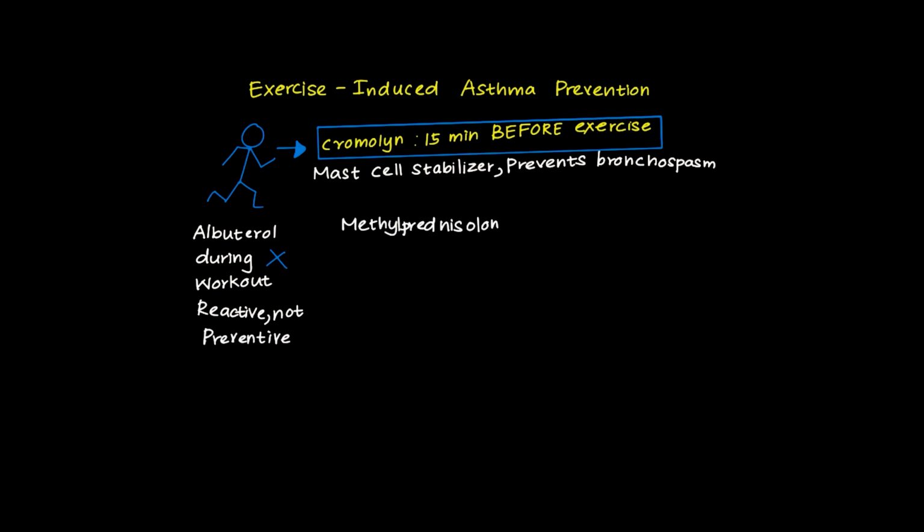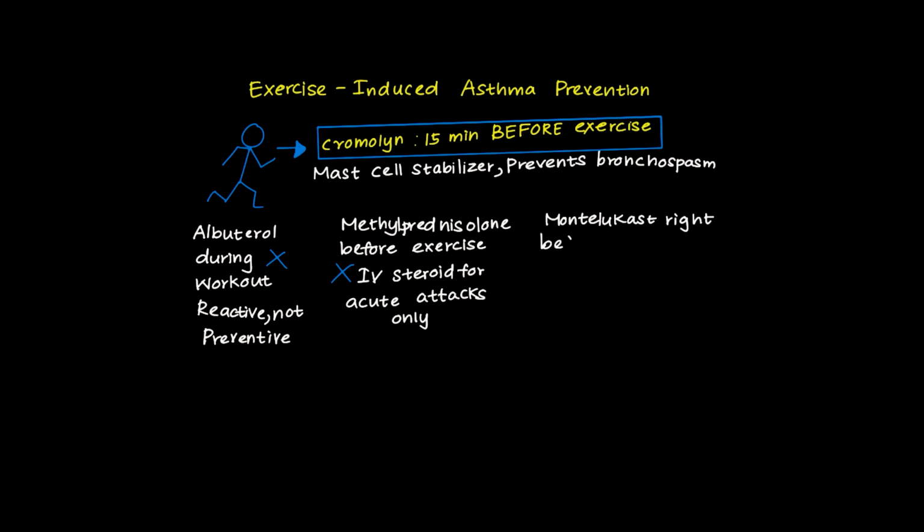Methylprednisolone is an IV steroid used in step 3 of acute asthma management, not something you take before a jog. Montelukast is a long-term prevention drug that needs 1 to 2 weeks of daily use to work. Taking it right before exercise does nothing because it has not had time to build up.